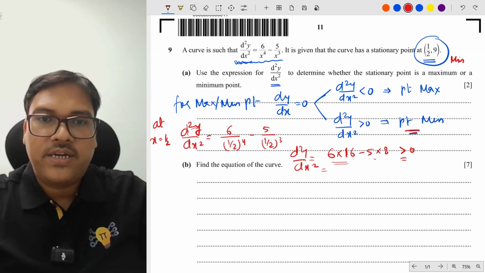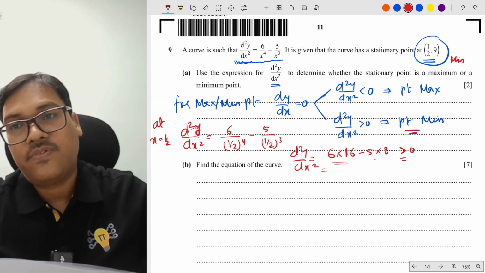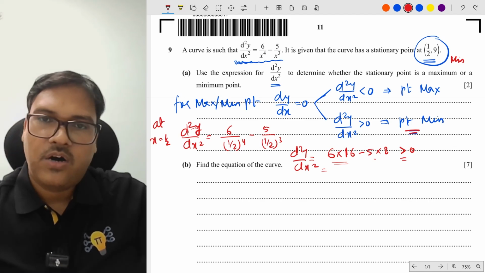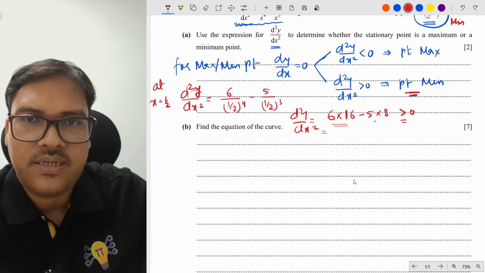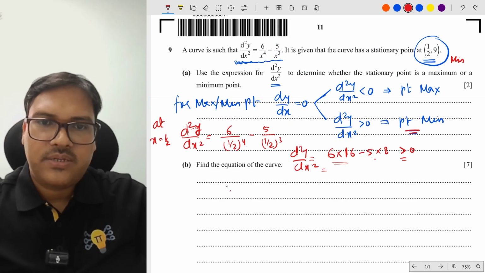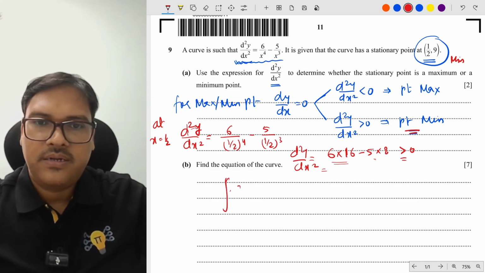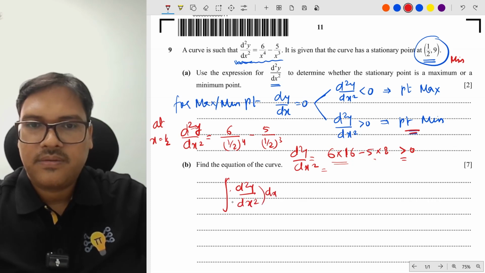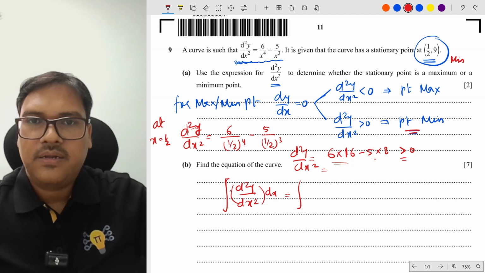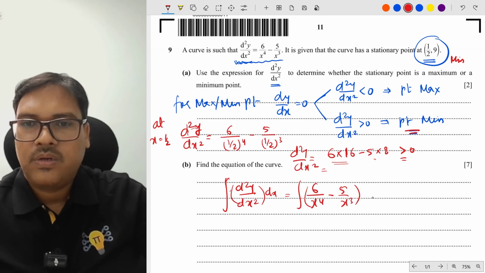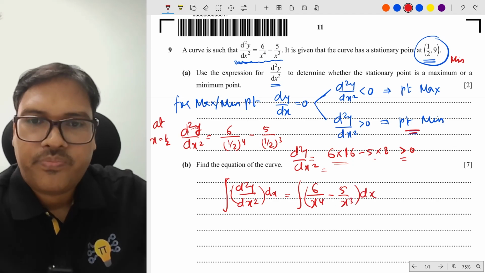Okay, now the second, find the equation of curve. Now to find the equation of curve, you have to solve this differential equation. Now how will you solve this differential equation? So you can see, let's start. See, if I integrate on both sides, the integral of d2y by dx2 dx is the integral of 6 upon x to the power 4 minus 5 upon x cube dx.